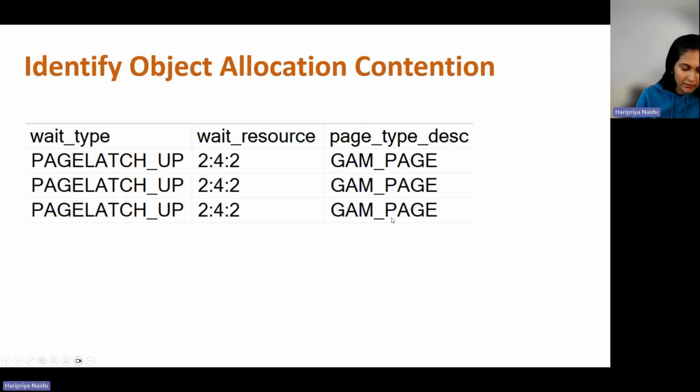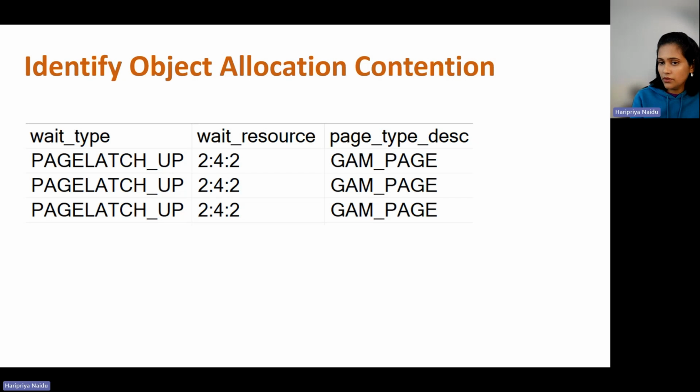So what you need to remember is when you see page latches on database ID 2, which is TempDB, on GAM page or PFS or SGAM, then you know it is allocation contention. So 3 things here: page latch, on TempDB, on PFS, GAM, or SGAM. When you see these 3 things, then you know it is allocation contention. But instead of PFS, GAM, SGAM, if you see any other pages, then that is not allocation contention. So that's important to remember.